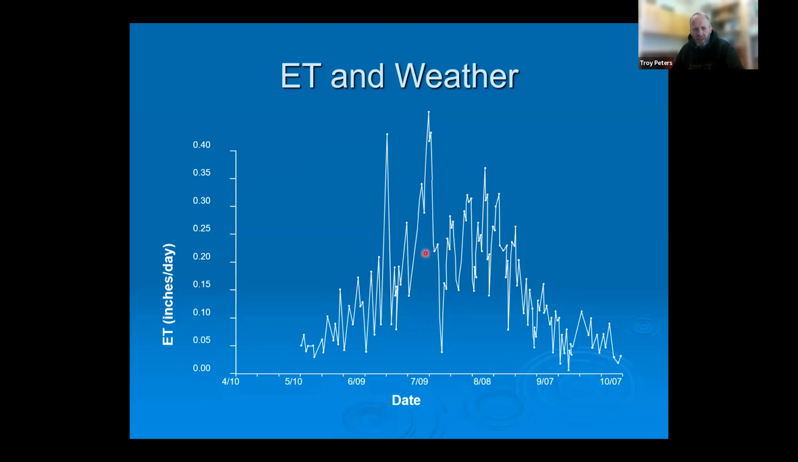Then look at the shape too. If I'm irrigating the same at this time of year as I am in the middle of July, I'm going to be doing it wrong. I'm going to be over irrigating if I'm irrigating at the same rate now as I am in the middle of July, or I might be under irrigating in the middle of July. So again, we need estimates from weather data in order to capture how that changes with day length.